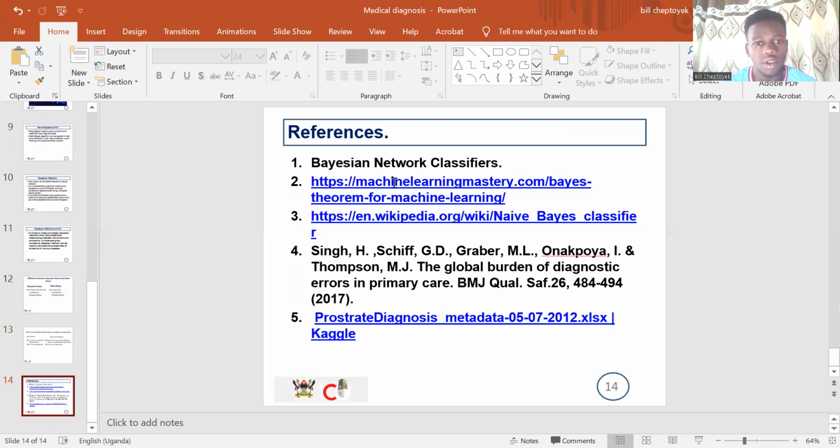And here are a few references if you want to know how I got this or more details about this. There is the Bayesian network classifiers. Then there's this link that is going to give you more details on the Bayes theorem for machine learning. This can give you more details on naive Bayes. And this is a book called The Global Burden of Diagnostic Errors in Primary Care. The prostate diagnosis metadata, this is my data set if you want to check it out.